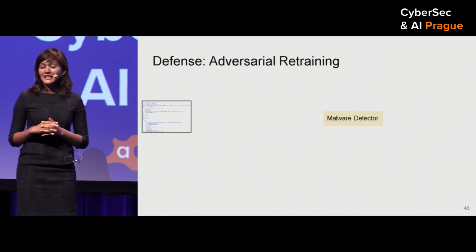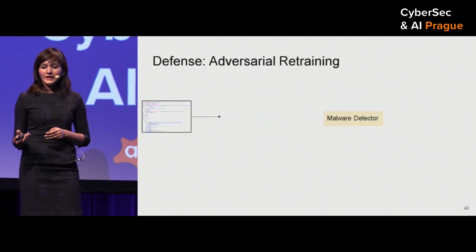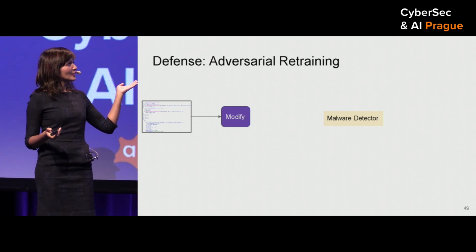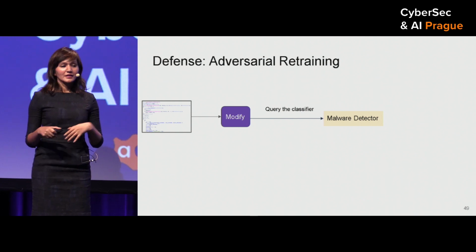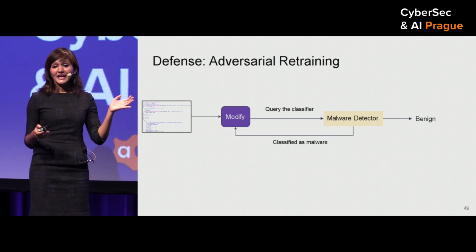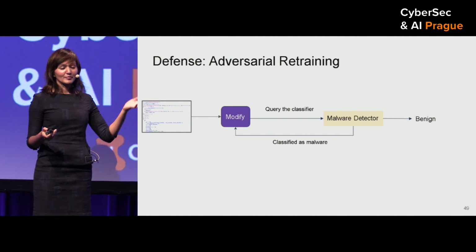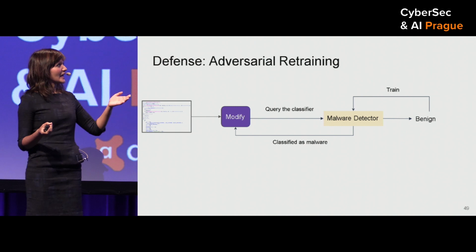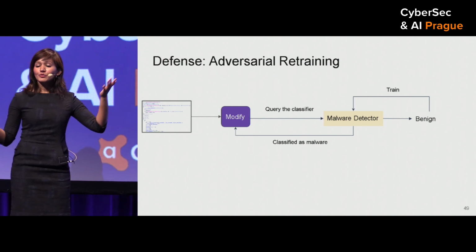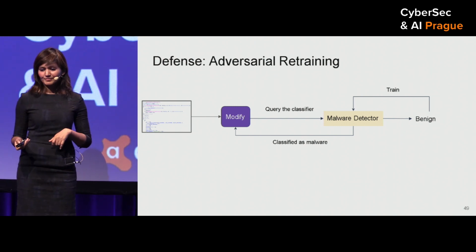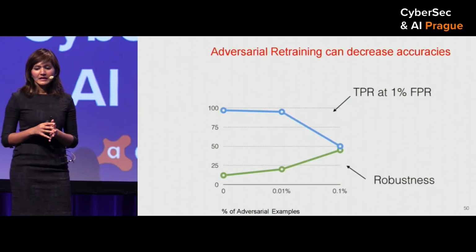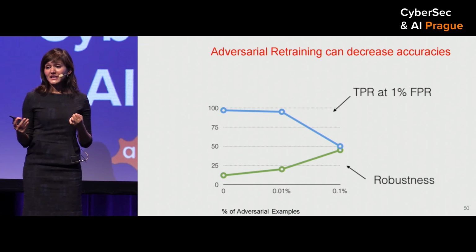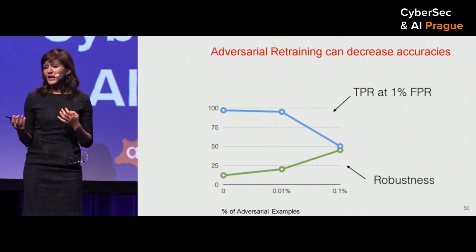The first defense is adversarial retraining. Recall how adversarial attacks work. You have to take malware and modify it enough times so that it evades the malware detector, and the malware detector considers this as benign. Adversarial retraining tells you that after you have this benign sample, you retrain your classifier with that sample. Adversarial retraining can help us identify examples that are easily evadable adversarial examples.